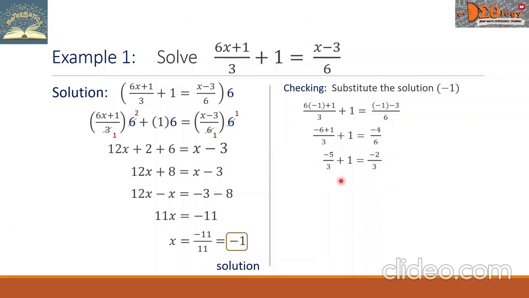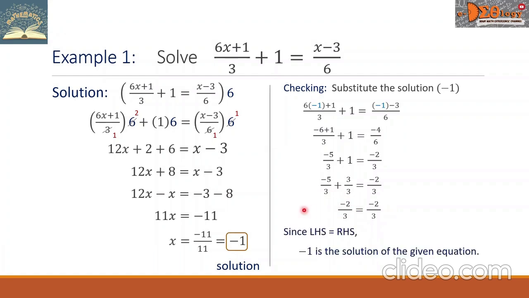Let us simplify the left side. This one multiplied by 3 over, we use the same denominator. So this is 3 over 3. Take note that this is equal to 1. Now let us simplify the like fractions in our left side. Negative 5 plus 3 is negative 2 over the common denominator, which is 3. So the left side is equal to the value of the right. Then we conclude, since the left hand side equals the right hand side, we are now sure that negative 1 is the solution of the given equation.